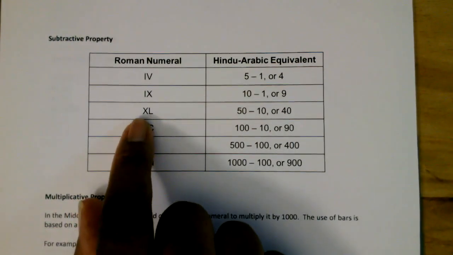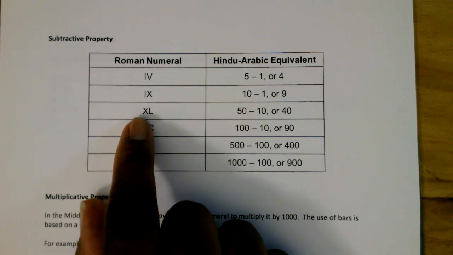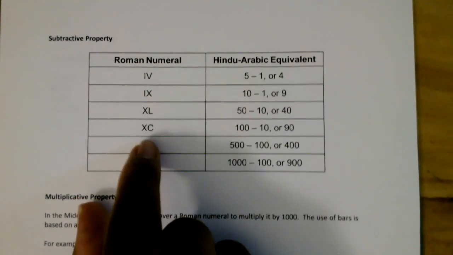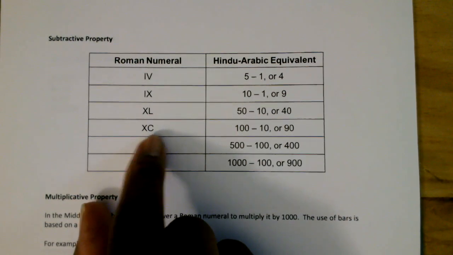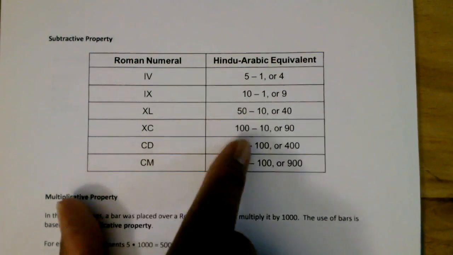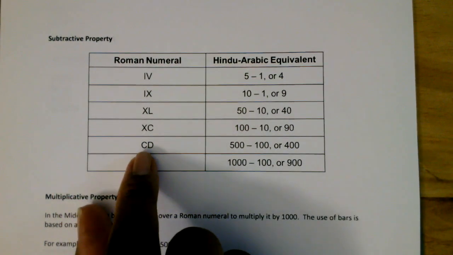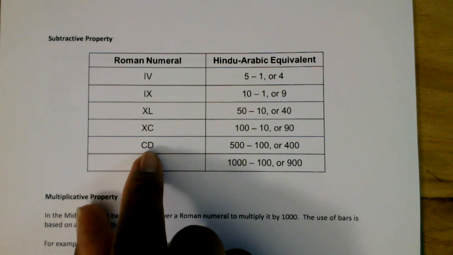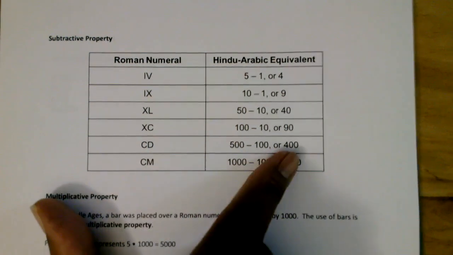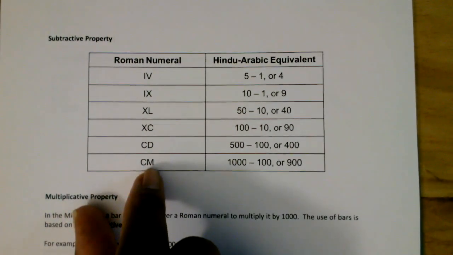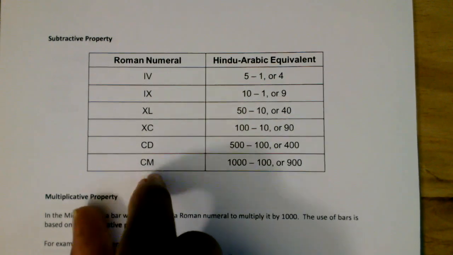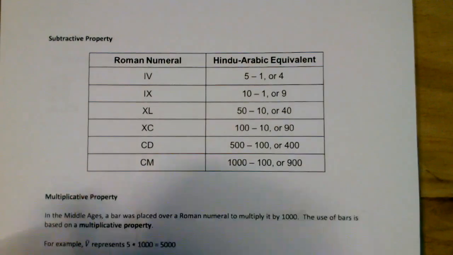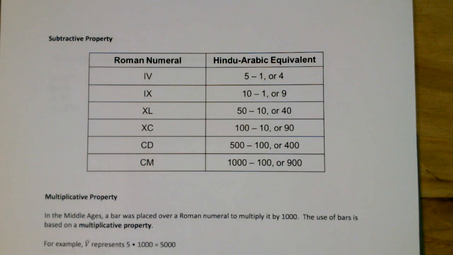Now XL, X is 10, L is 50. So 10 from 50 will be 40. XC, that's 10, C is 100. 10 from 100 would be 90. And then CD, C is 100, D is 500. So 100 from 500 will give you 400. And finally, CM, C is 100, M is 1,000. So 1,000 minus 100 will be 900.